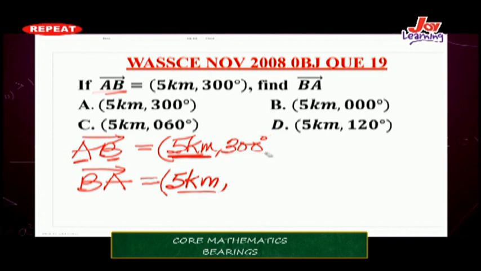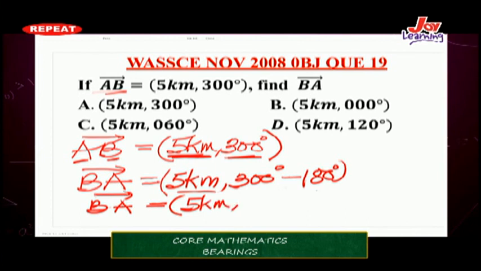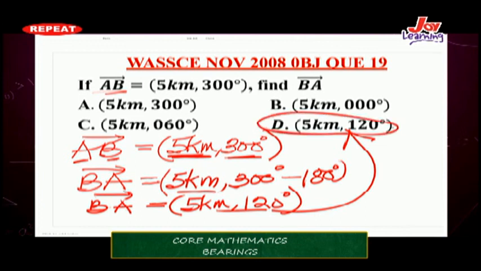Now my given bearing is 300. What will be the back bearing? Because the 300 is more than 180, it has gone beyond our level, and so I will subtract 180. The back bearing will be 300 minus 180. So vector BA is equal to 5 kilometers, and what is 300 minus 180? 120. Simple. What is the correct option? The correct option here is D. I've applied the technique and it works like magic, as you can see.